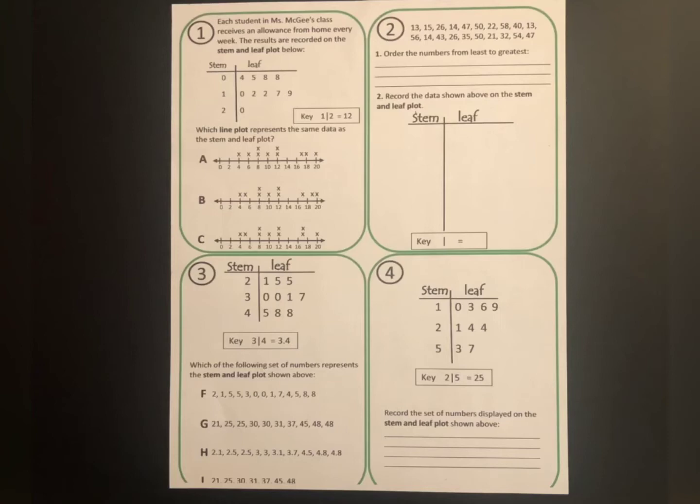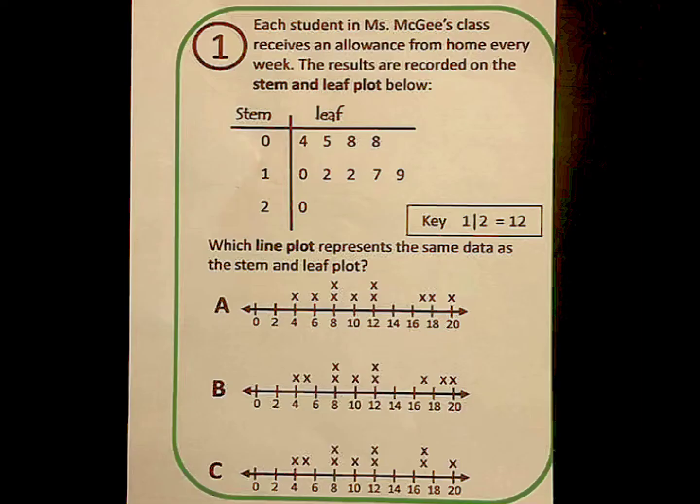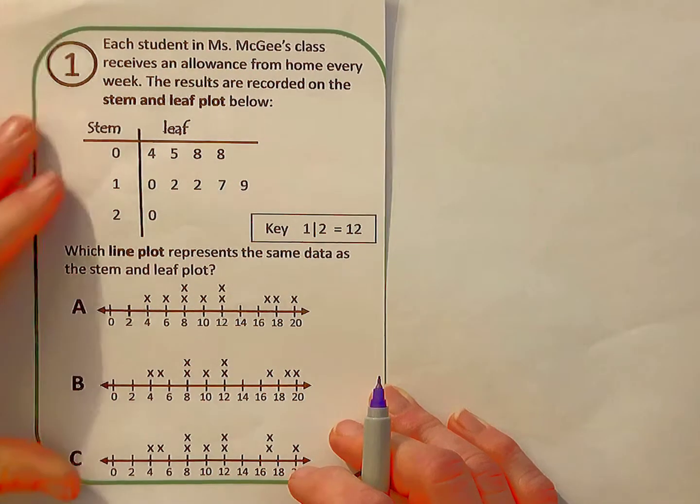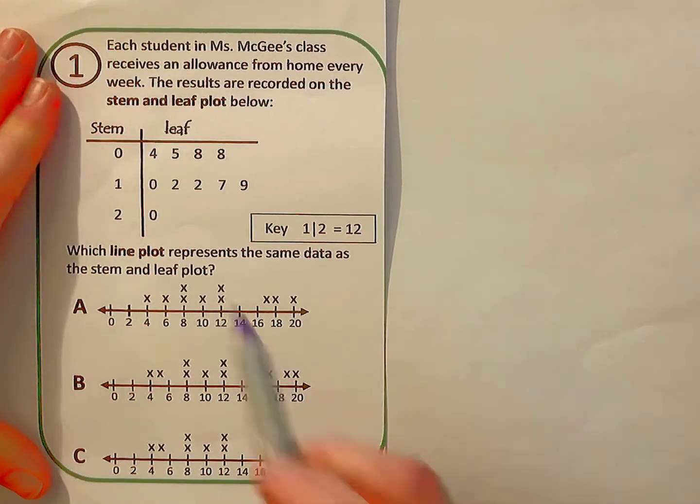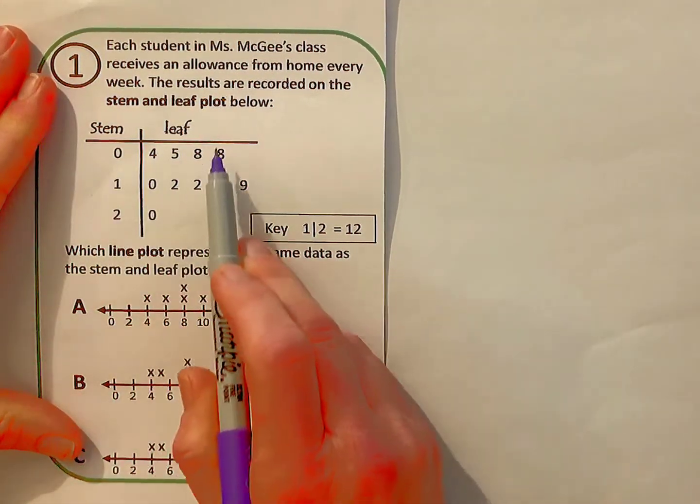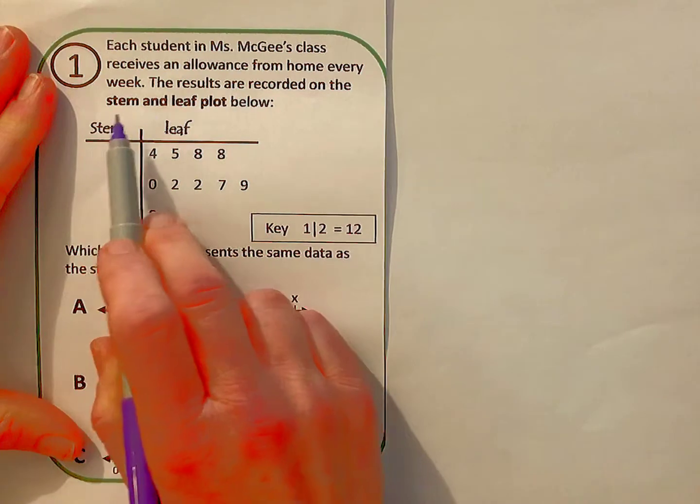Let's begin the second part of our stem and leaf lesson. Look at your paper. There are 4 sections and we'll go over all 4 together. Number 1. Each student in Mrs. McGee's class receives an allowance from home every week. The results are recorded on the stem and leaf plot below.